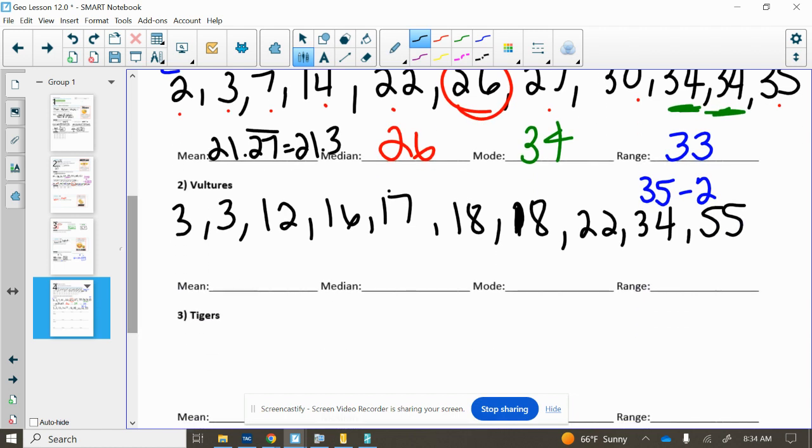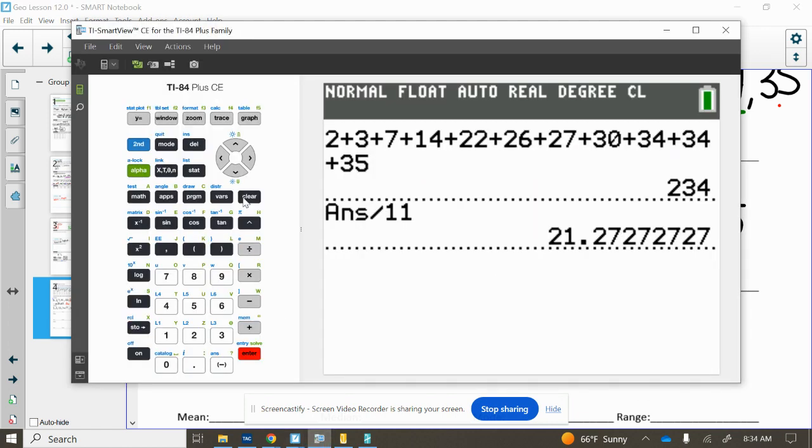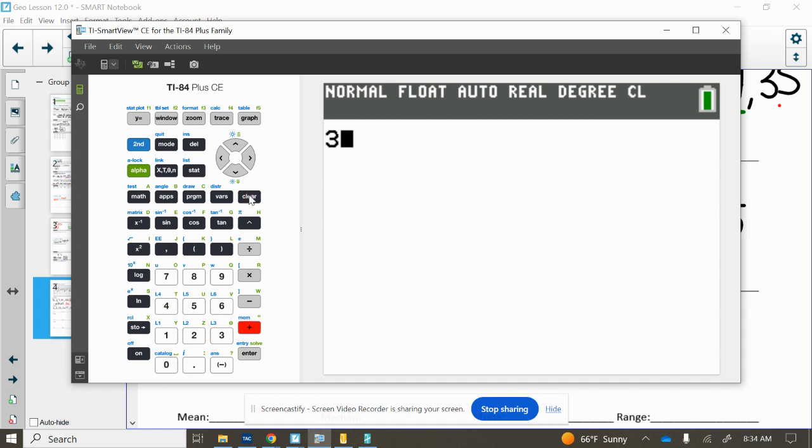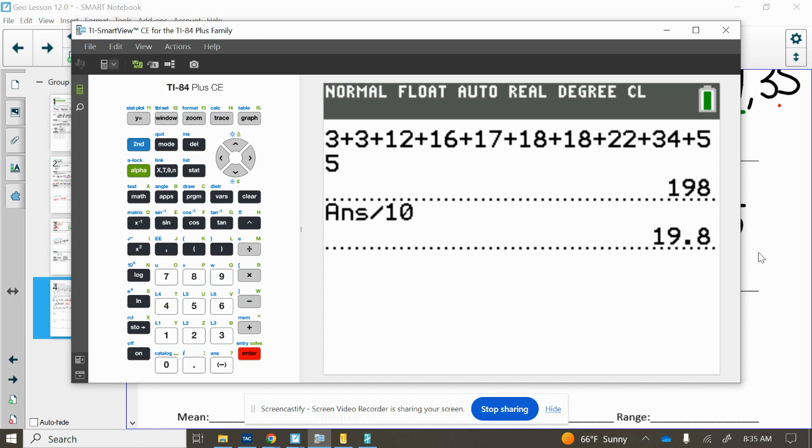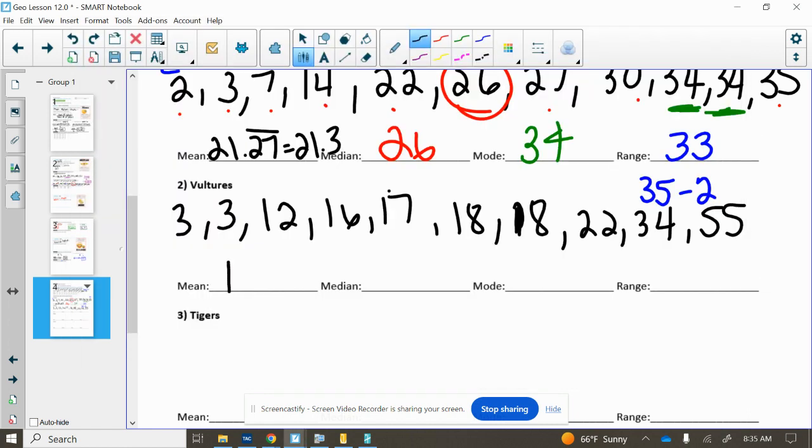So again, our mean is going to come from adding all of these numbers together. So on this one, if we add up 3 plus 3 plus 12 plus 16, 17, 18 twice, 22, 34, and 55, we get a total of 198, which we then divide by the 10 scores we added together, for a mean score of 19.8.